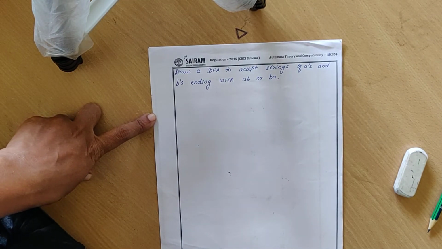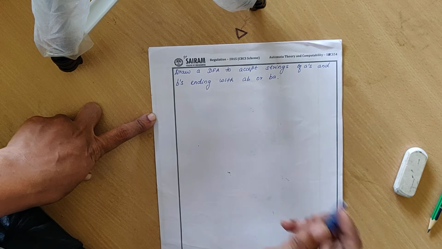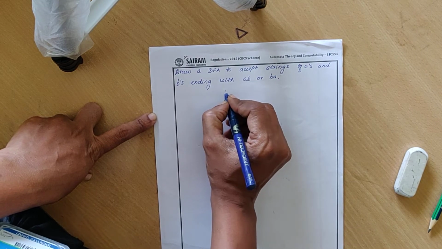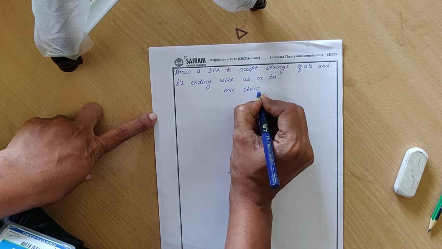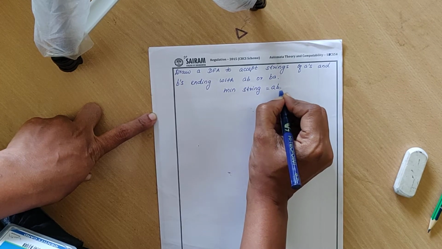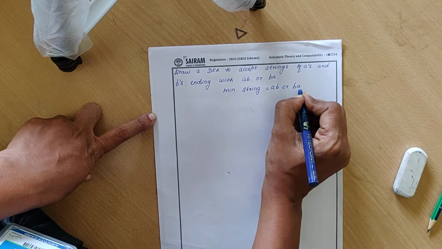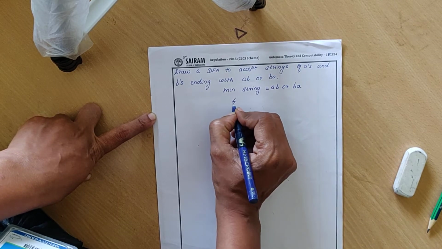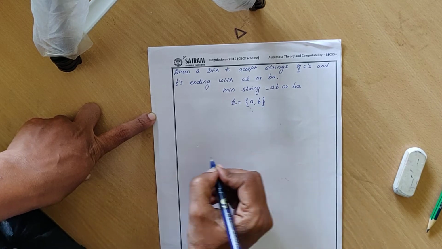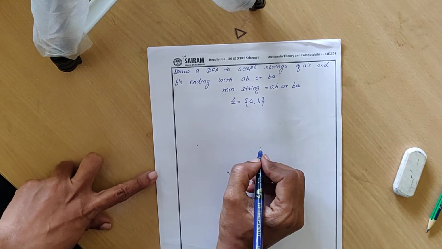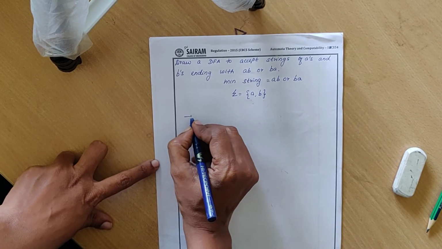I should design a DFA such that it accepts strings that end with AB or BA. So my minimum string is AB or BA. It can end with AB or BA. Here my sigma is A comma B. Right? So you know how to draw the first step of your transition diagram.